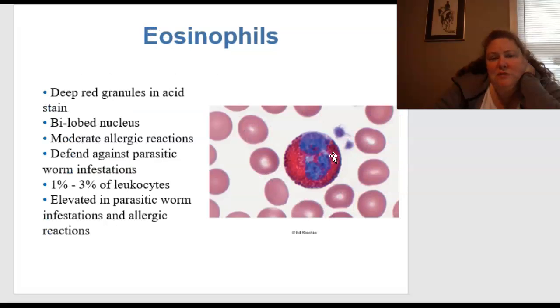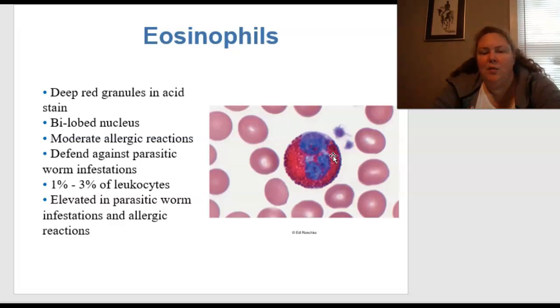Eosinophils have deep red granules in the acid stain. They have bilobed nuclei, they take part in moderate allergic reactions, and they defend against parasitic worm infestations. They make up about 1 to 3% of leukocytes, and they are elevated in parasitic worm infestations and allergic reactions.